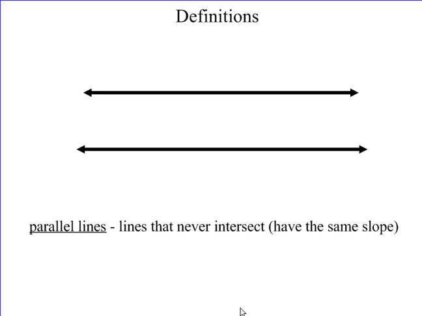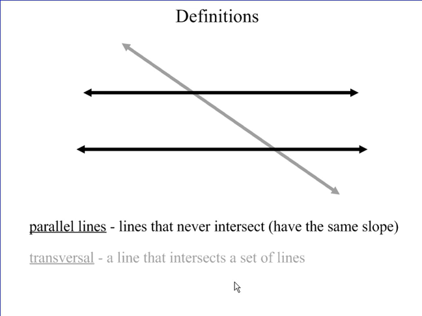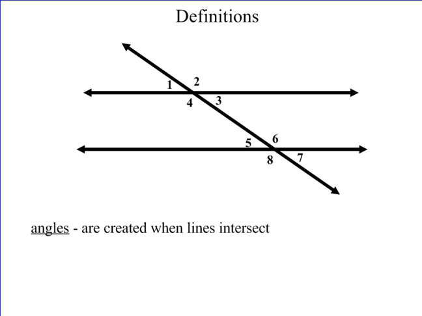And what we're going to do is draw another line across those lines, and we're going to call that line a transversal. The word transverse means to cut across. A transversal is a line that intersects a set of lines. When a transversal crosses two parallel lines, 8 angles will be created, and there are special relationships that those angles have. We're going to go through those angles.